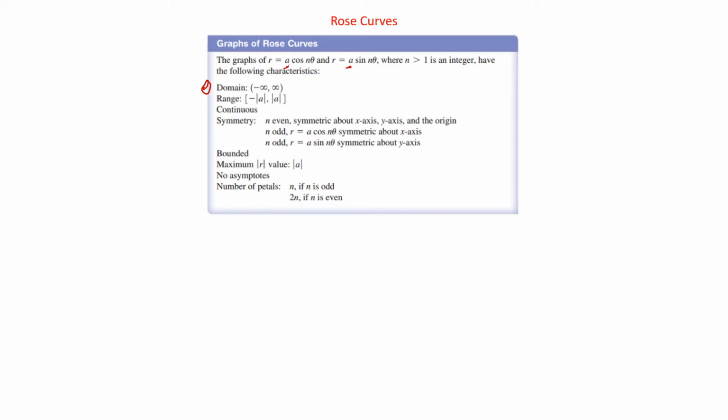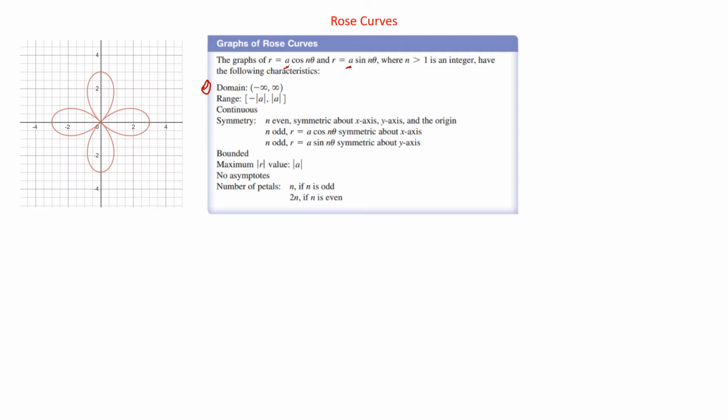It's bounded, which means that it's not going off to infinity. It's contained because the range only gets a away. There's no asymptotes, and there are n petals if n is odd, and 2n if n is even. So we could look at some.